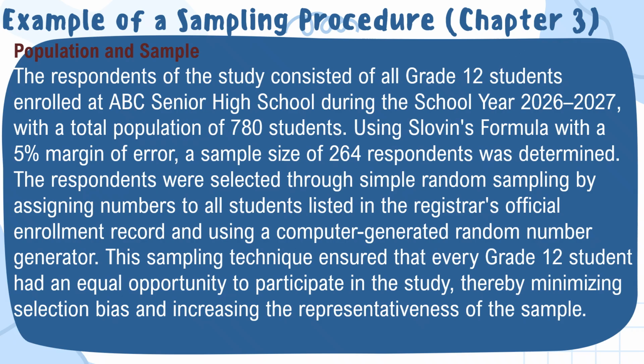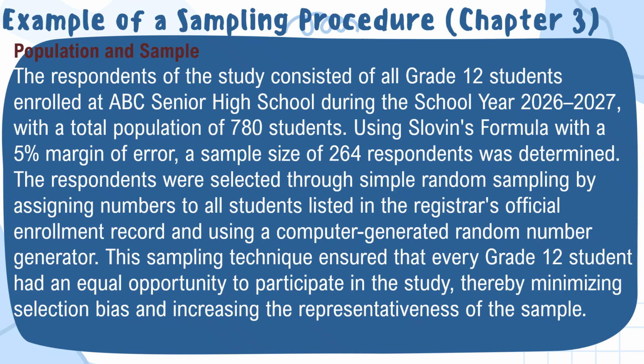And then the procedure explains that numbers were assigned to all students listed in the registrar's official enrollment record, and a computer-generated random number generator was used. So what is the sampling frame? That is the registrar's official enrollment record. Okay? And finally, the paragraph explains why simple random sampling was used. So every grade 12 student had an equal opportunity to participate, helping minimize selection bias and increase representativeness.